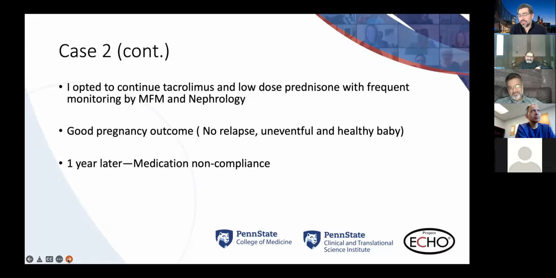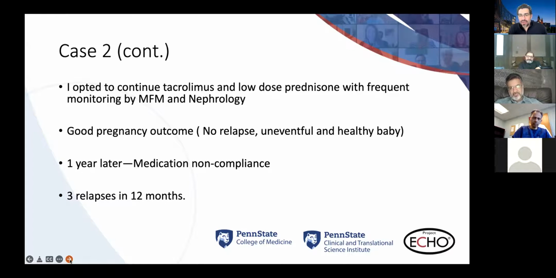A year later, and I explained, we continued after the delivery. A year later, she had some medication non-compliance, which we found out through the pharmacy refills and all that. And she was going through, I think, 3 or 4 relapses in 12 months. So I put her back on tacrolimus, and anytime she had a relapse, we gave her high-dose steroids and then started the taper.